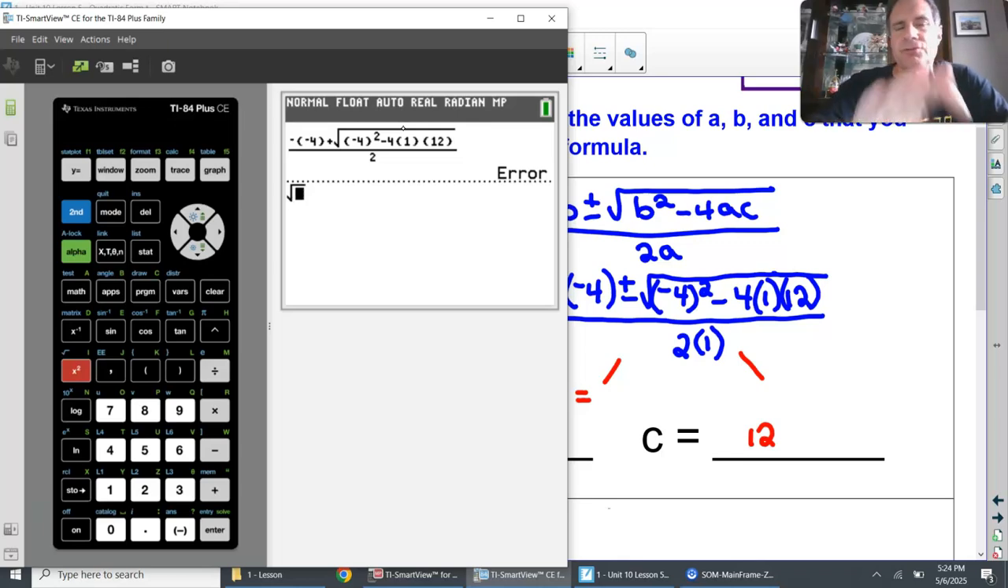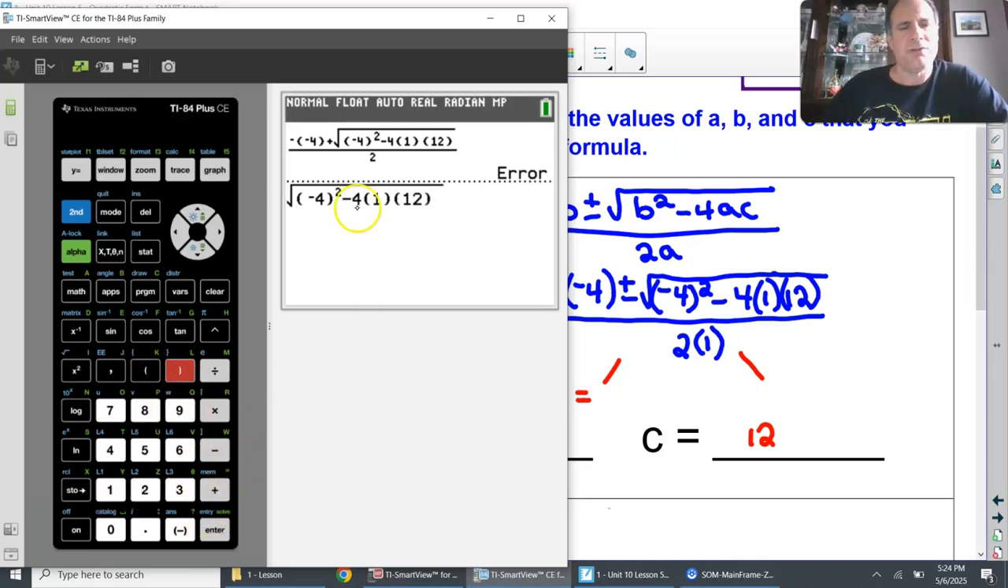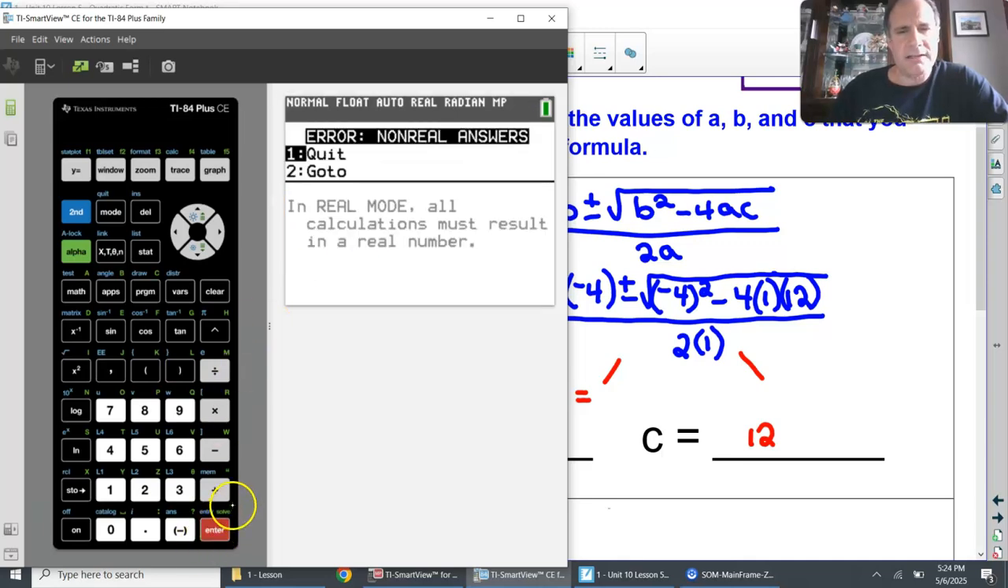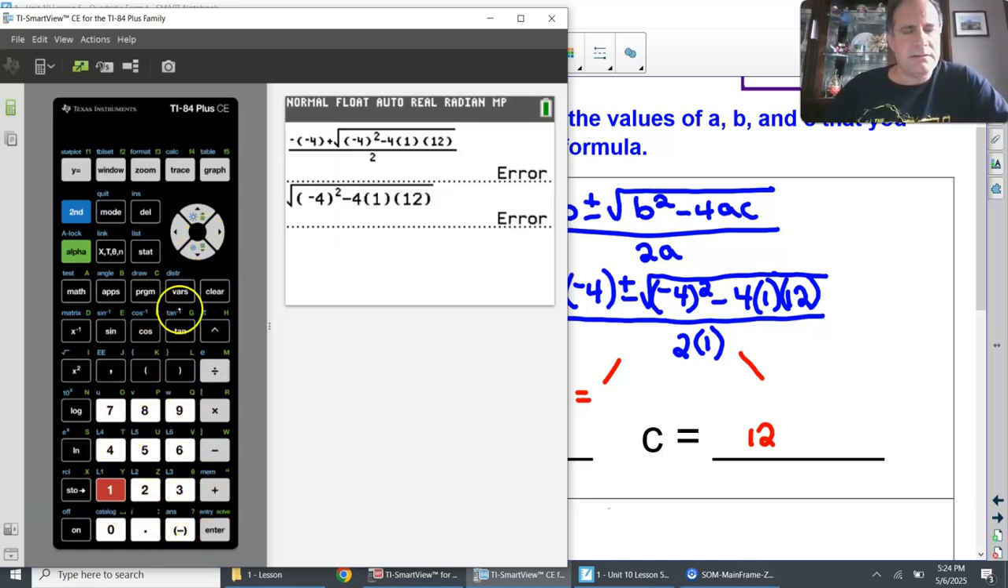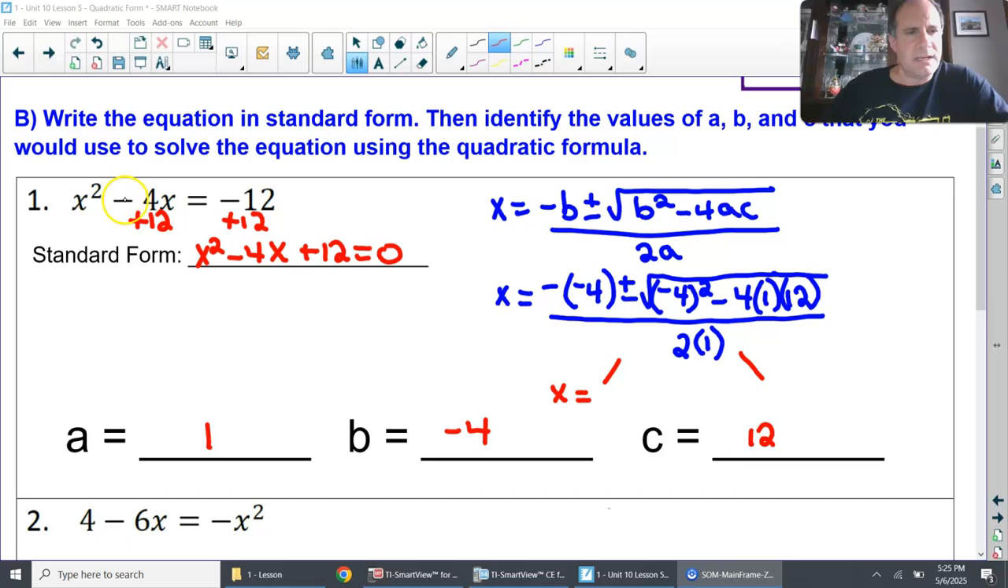It does not matter if you do the minus on the outside or the plus on the outside. If it's underneath the radical and it's a negative, that means you don't have an answer. And that means it never crosses the x-axis, and there is no solution. So now I have just put what's underneath the radical in by itself, and there's an error. So that means that it is a quadratic that does not touch the x-axis.